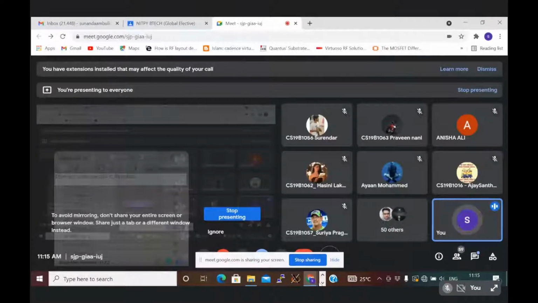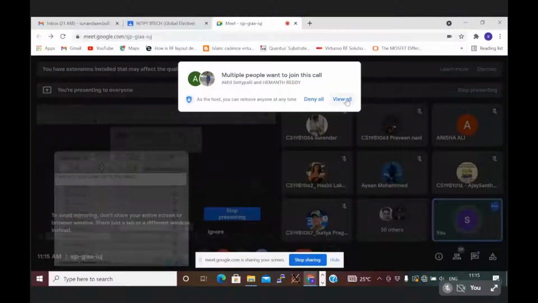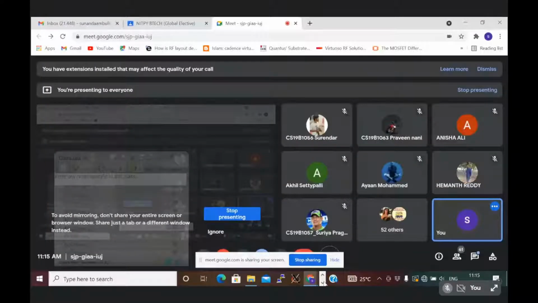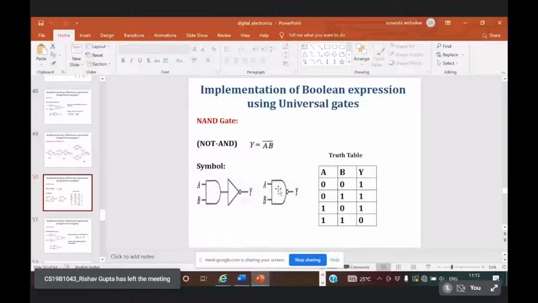Okay, here, a NAND gate is the NOT of AND. We know that. So if after the AND we put a NOT, then that will implement the NAND gate. So NOT of AND is the NAND operation.